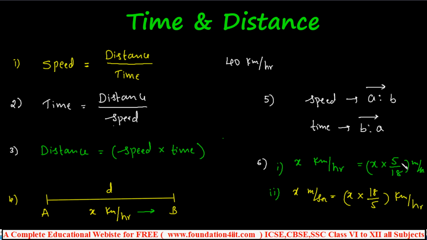We will see this in the problems. And why only 5 by 18 or 18 by 5? Just simple: 1 kilometer is 1000 meters, 1 hour is 60 into 60, 3600 seconds. So 1000 by 3600, if you calculate, is nothing but 5 by 18. Two zeros cancel, and the same for 5 and 18. So kilometers per hour to meter per second, just multiply 5 by 18, and meter per second to kilometer per hour, multiply with 18 by 5.